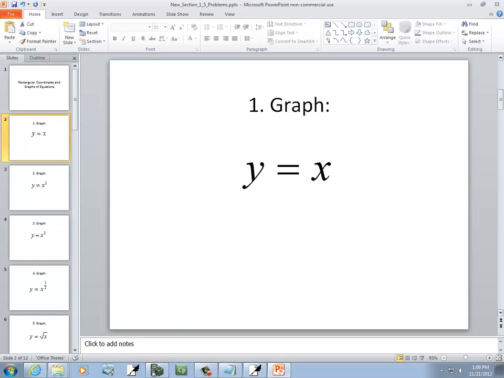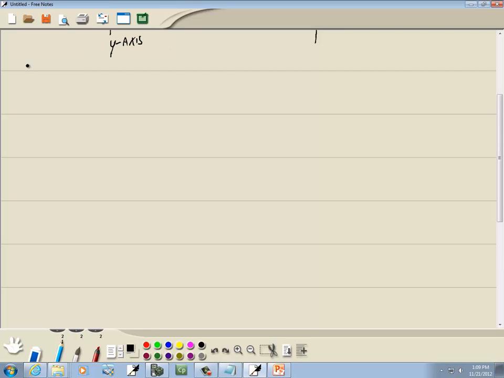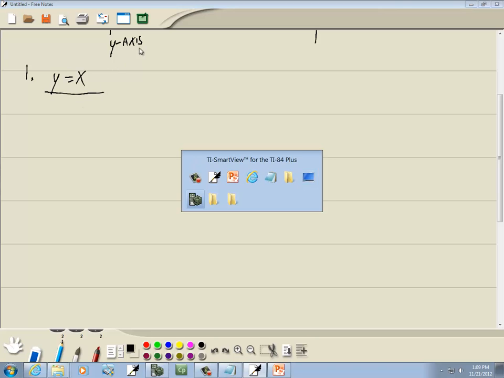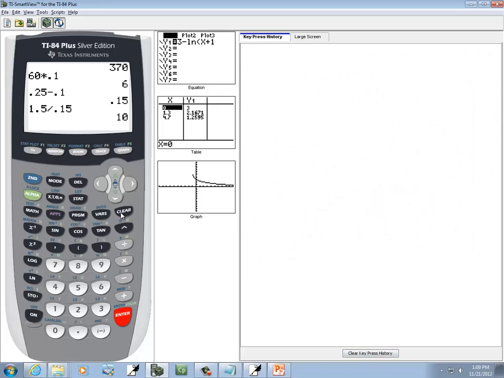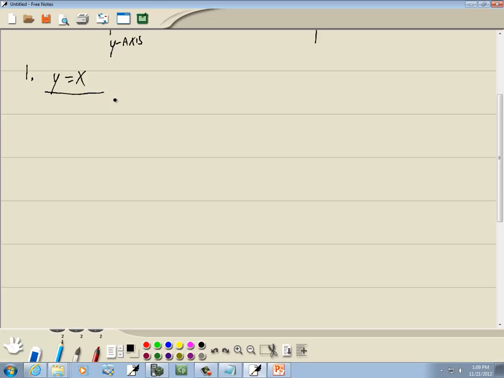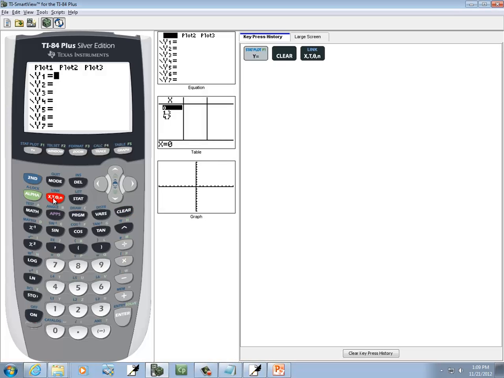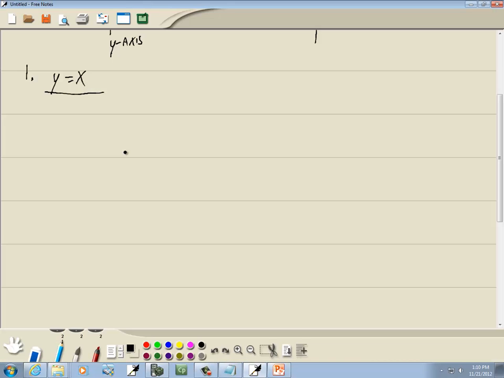Let's take a look at graphing. Our first one is y is equal to x. Go over to my graphing calculator here, and I'm going to press y equals. I'll press clear to clear out whatever's in that line, and then we'll do x. And then I'll push the graph button. And that'll give us our graph.